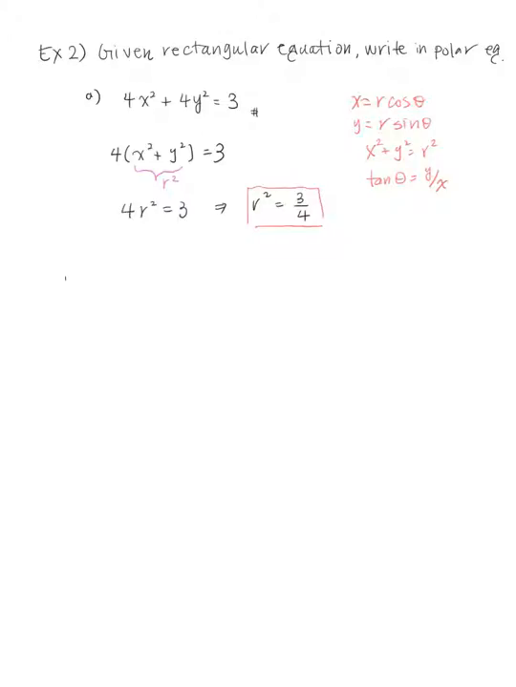So let's do another one. B, x squared equals 4y. Feel free to pause the video and think about what you would do. Well, what I would do is replace the x with r cosine.